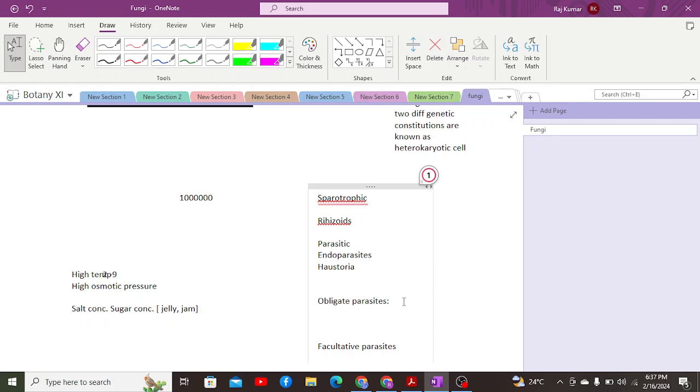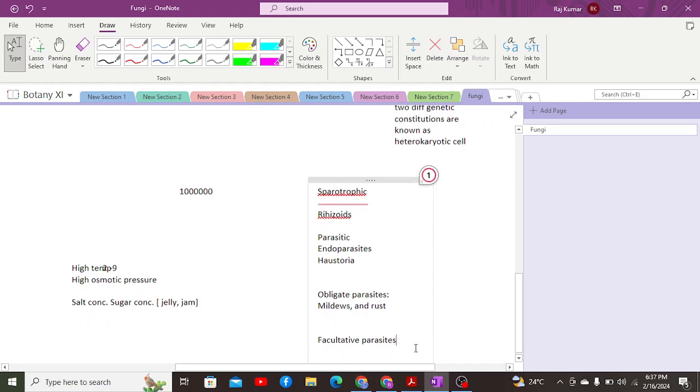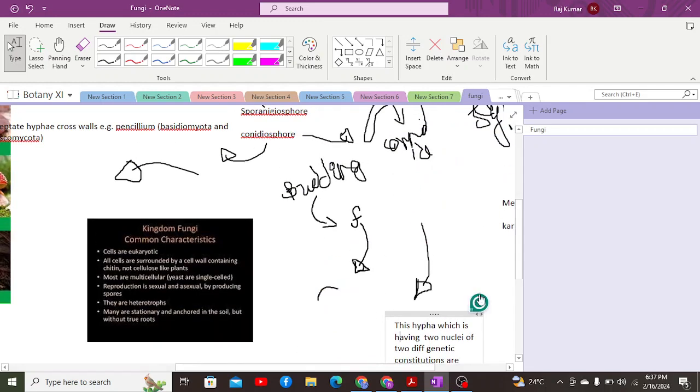They can live on their host, but they cannot survive in conditions other than their host, such that if they are able to survive on their particular host, they cannot survive in an artificial culture media which provides the same favorable conditions as the host body. So in that case, these would be considered obligate parasites, and these include examples of mildews and rust species.